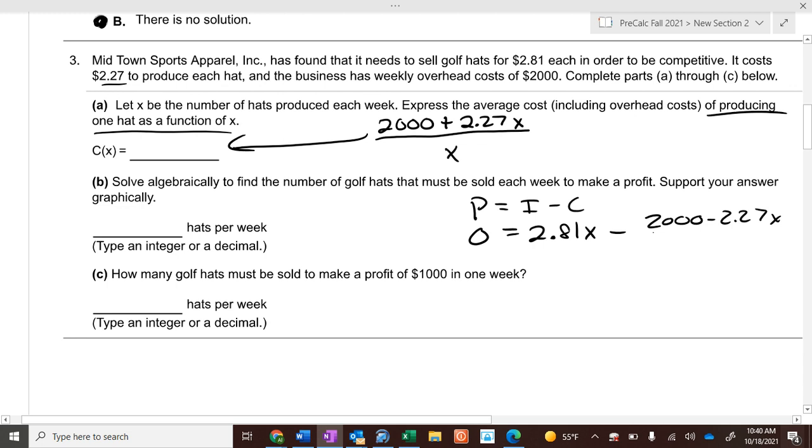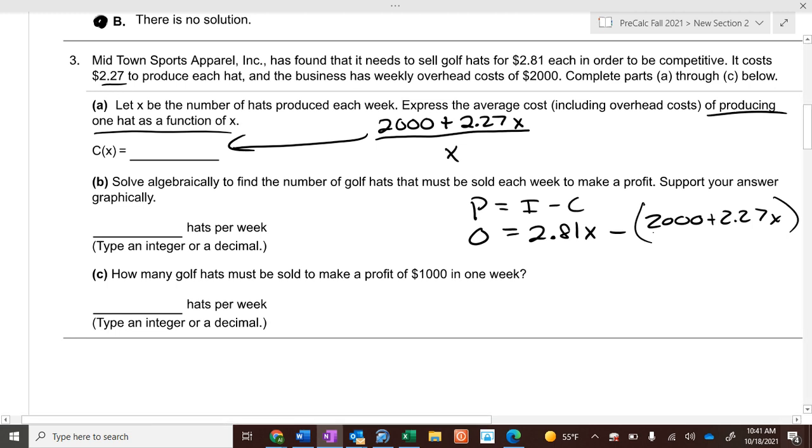So that's a cost per hat. All right, now let me think now. Okay, find the number of golf hats that must be produced to make a profit. So your cost is this. Okay? So let's solve this now.